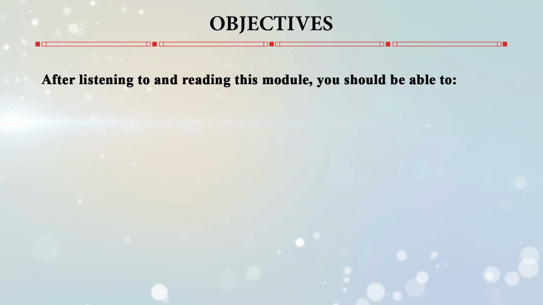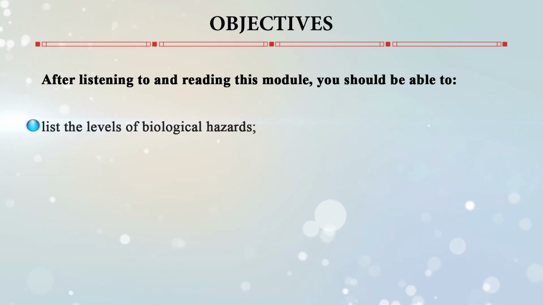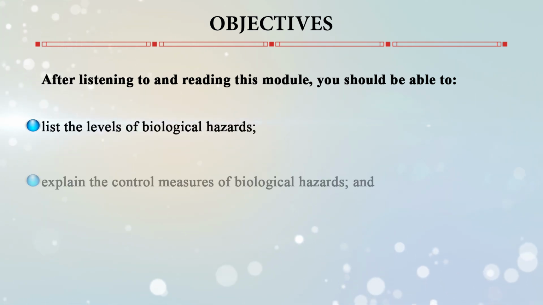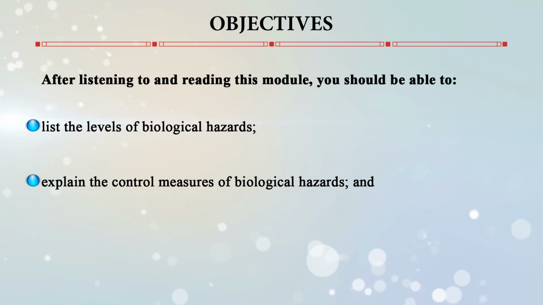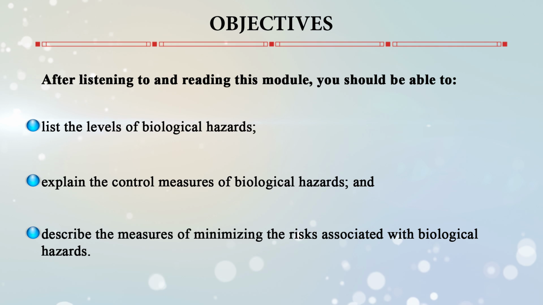After learning this module, you will be able to list the levels of the biological hazards, explain the control measures of biological hazards, and describe the measures for minimizing the risk associated with biological hazards.